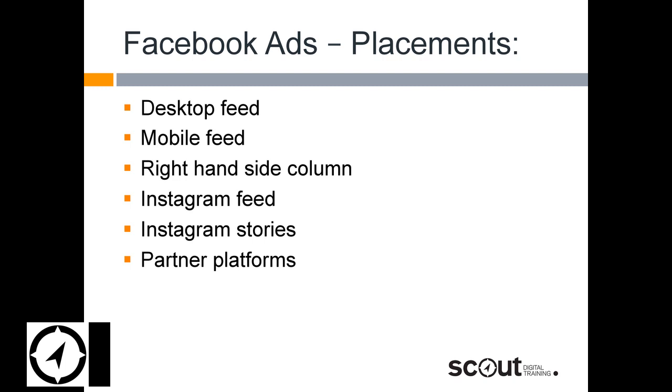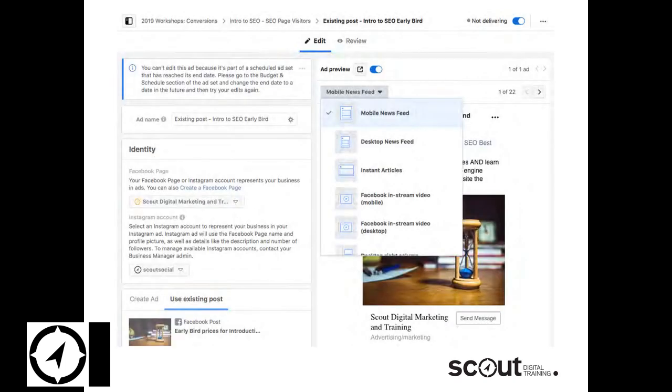Yeah, and so just an overview of the different options for placements within Facebook ads. Obviously, desktop feed, mobile, right-hand side column, Instagram, stories, and then partner platforms. When you do create ads, my tip is to have a look at how the ad displays across each of the placements. Sometimes your text can be cut off and it may look a little bit funny. Yeah. So it doesn't take very long, and it's really easy to view each of the different placements.